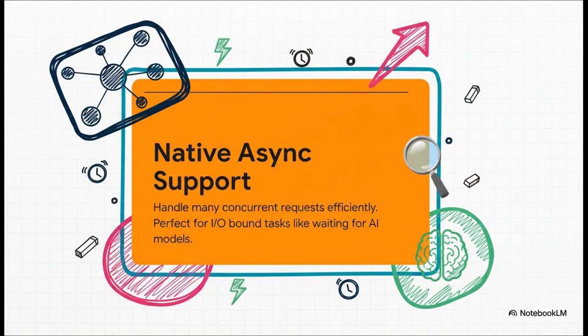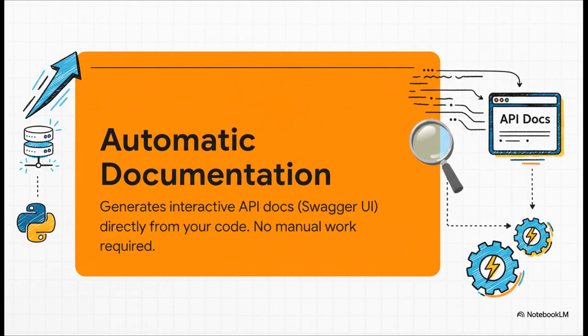Third, and this is absolutely huge for AI, is native async support. AI models can sometimes take a moment to generate a response. In a traditional framework, everything would just freeze while it's waiting. But FastAPI is built to handle thousands of these waiting requests at the same time without even breaking a sweat, which leads to incredible performance. And finally, the feature every single developer falls in love with, automatic documentation. As you write your code, FastAPI is in the background, building a beautiful, interactive documentation page for you. You can even use this page to test out your API live, right in the browser. It's a massive, massive time saver.